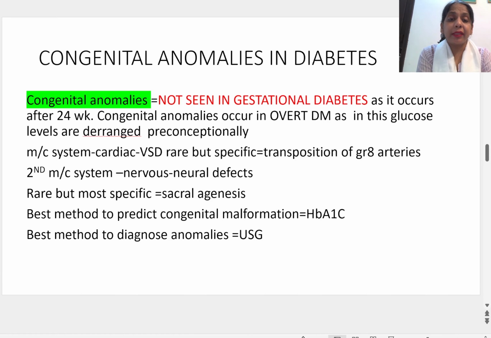Now, if we want to know whether this pregnant lady, a patient of overt diabetes mellitus, is high risk or low risk, then we should know how much her glucose level is deranged. The more the glucose level is deranged, the more are the chances of anomalies. The 3-month glucose data is given by the glycosylated Hb or HbA1c. HbA1c tells us the risk, whether the pregnant lady is high risk or low risk. But the best method to diagnose the anomalies is, of course, ultrasound. Ventricular septal defect can be easily diagnosed on ultrasound.